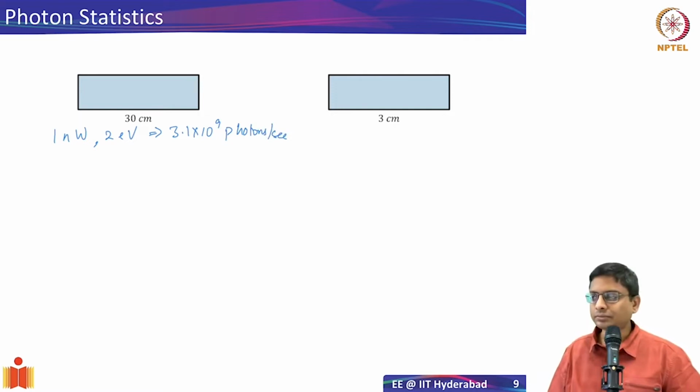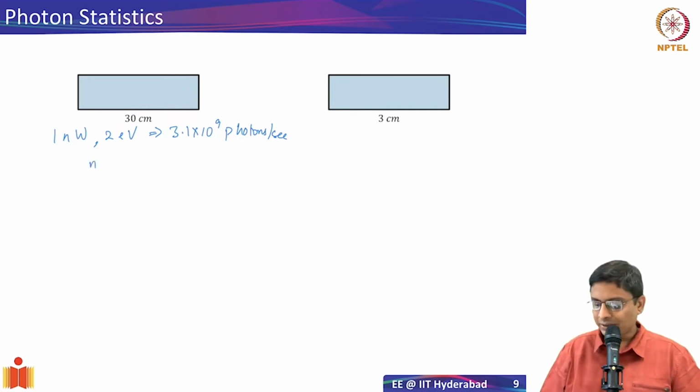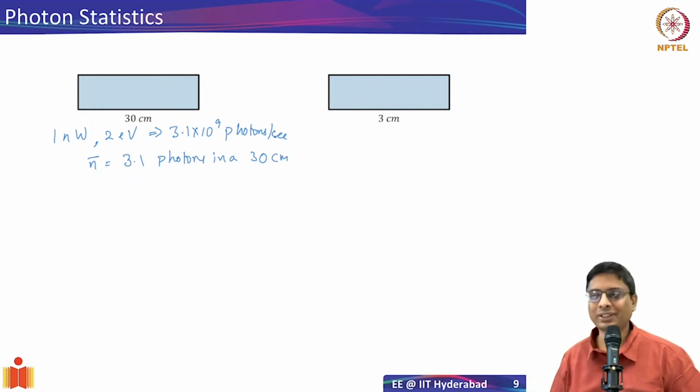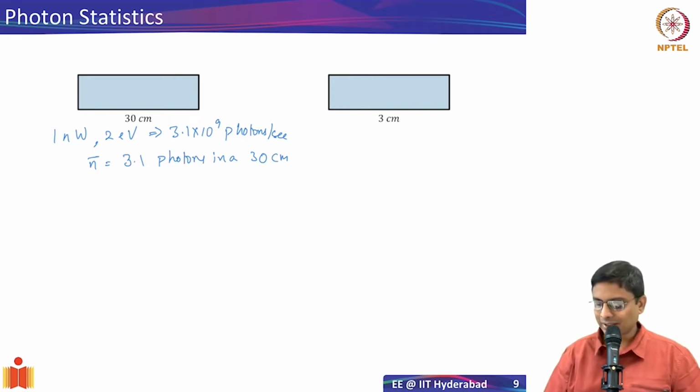Now we asked this question, how many photons are there in a 30 centimeter line segment? So on an average, the number of photons in that line segment should be 3.1 photons in a 30 centimeter segment, right? Now the question is, at what position will they occur? Or you can also say, if you have such a light, at what time instant are the photons detected?